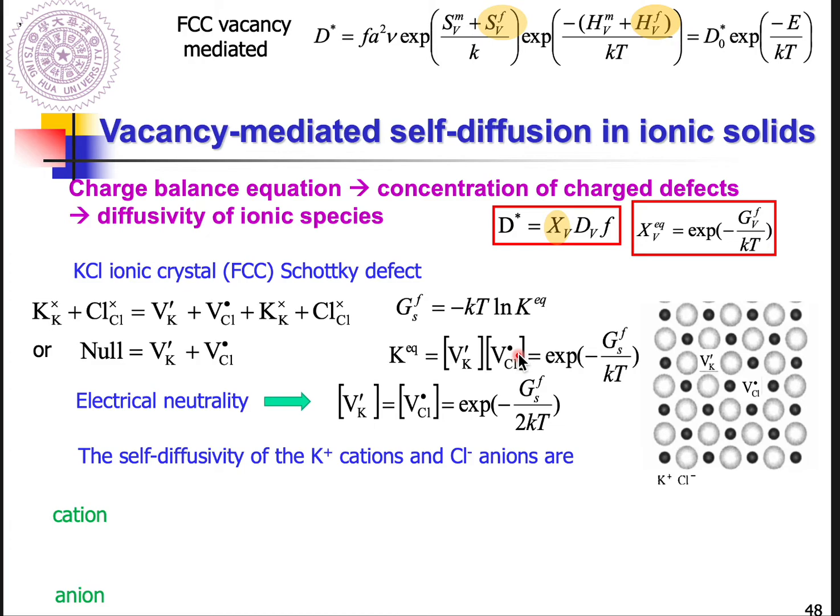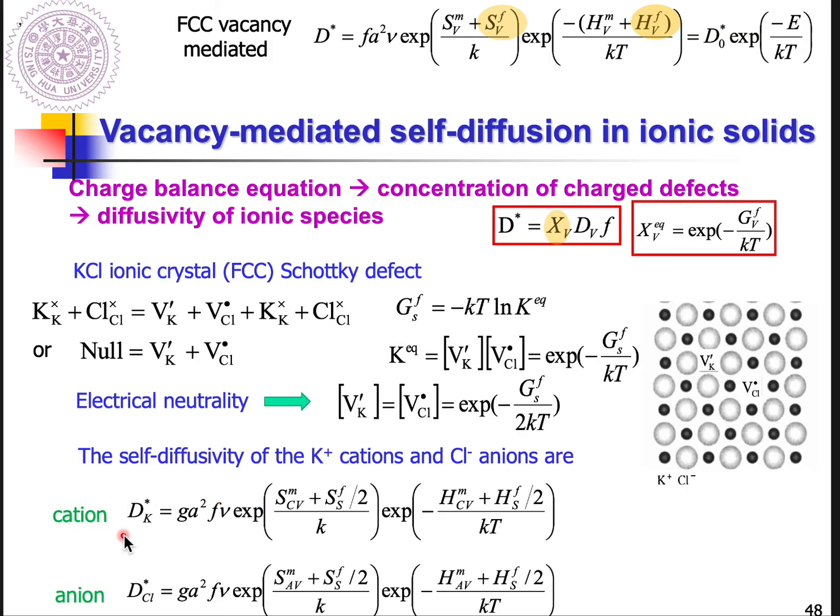So you substitute into these equations, and you can get the vacancy fraction for Vk and Vcl will be equal to exponential of the Schottky defect formation energy divided by 2kT, with the 2 here in the bottom part. So now, the purpose here is we want to get the self-diffusivity for specific ions, here for K and Cl. First of all, you need to know the vacancy fraction, and then you get the F and also the diffusivity for the vacancy, right?